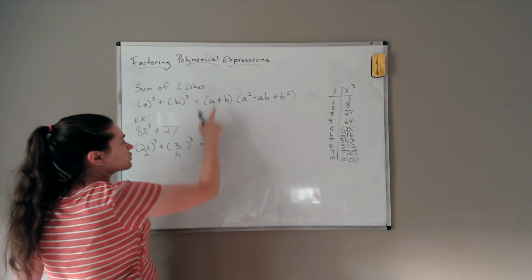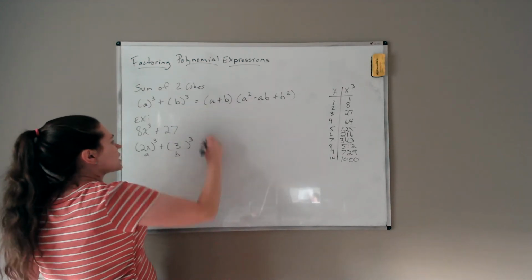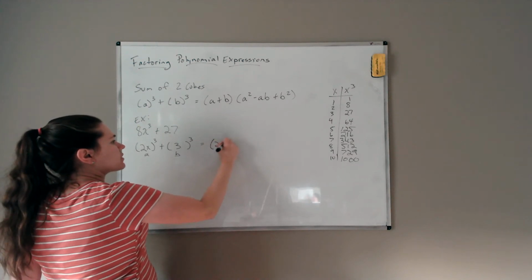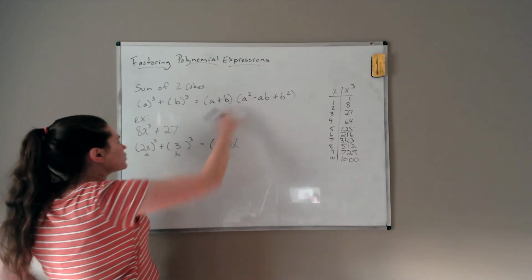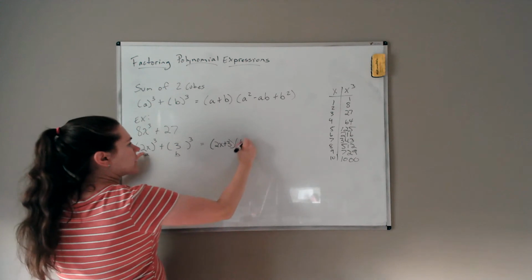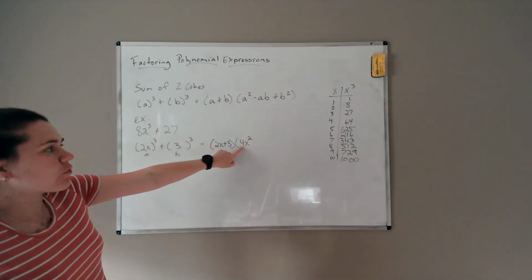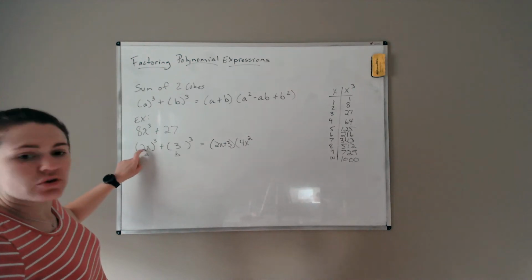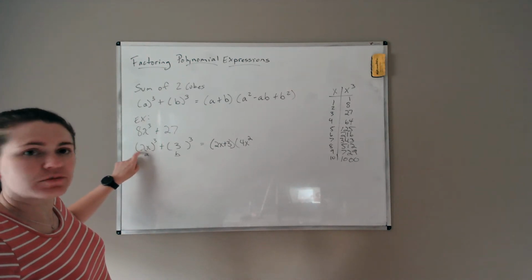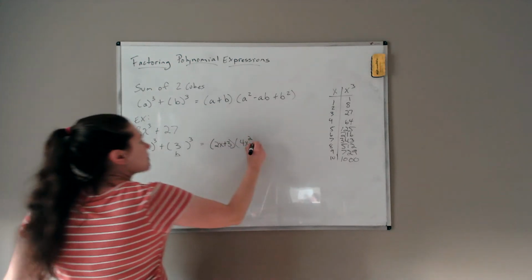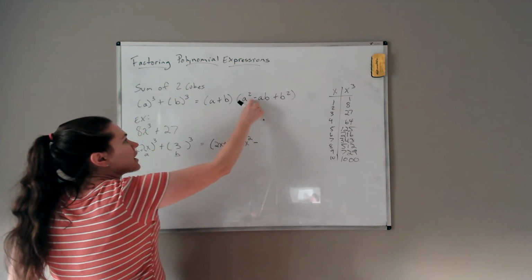So this factors to be a plus b, which would be 2x plus 3, times a squared. So take 2x and square it. That's going to give you 4x squared. This is one of the most common mistakes. 4x squared. A is 2x. Okay? 2x times 2x is 4x squared. Minus, it's always a minus here.